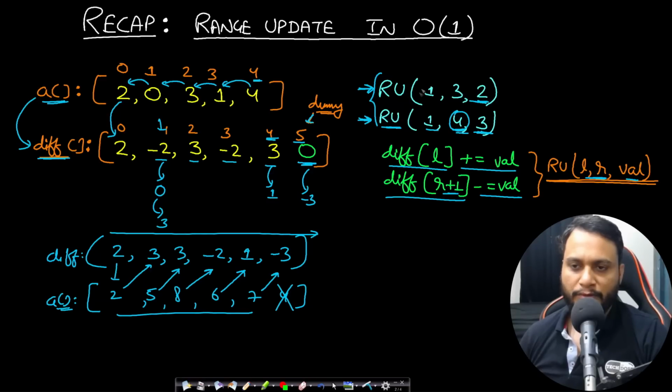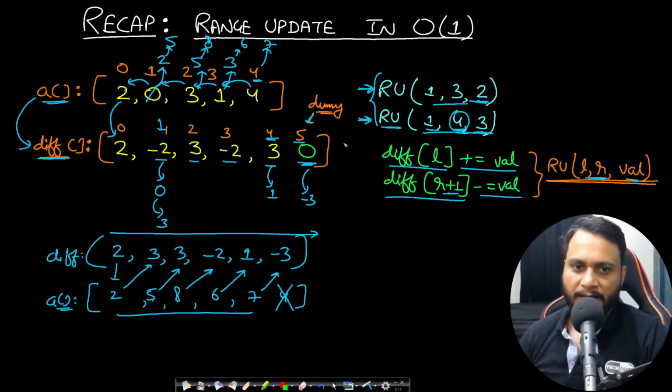You can just check it out. You can apply these operations on the actual array: 1, 2, 3 with the update 2. So you can make it as 2, you can make it as 5, you can make it as 3. First update done. 1 to 4 with the value 3: you can make it as 5, you can make it as 8, you can make it as 6, and then you can make it as 7. Okay, so 2, 5, 8, 6, 7.